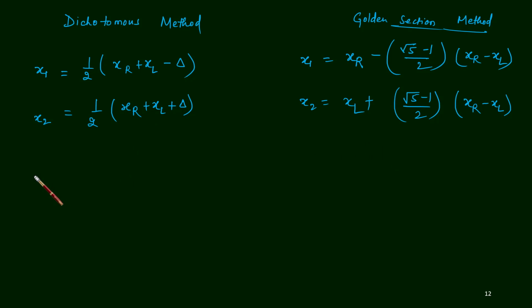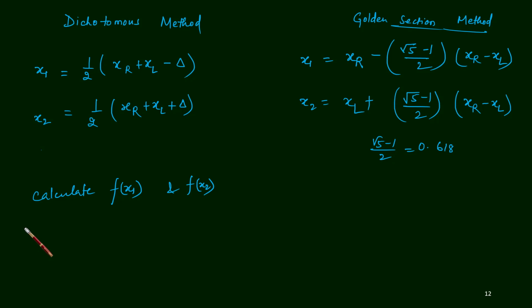Now next I will explain this one, and just remember that the value of this one is 0.618, so just take that. First of all, understand the method. After that we will talk about why all these things are taken. So after x1 and x2 are calculated, we calculate fx1 and fx2.